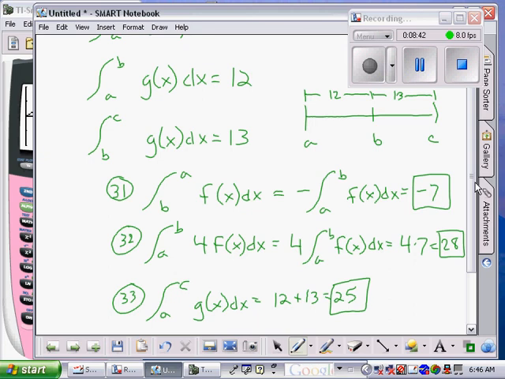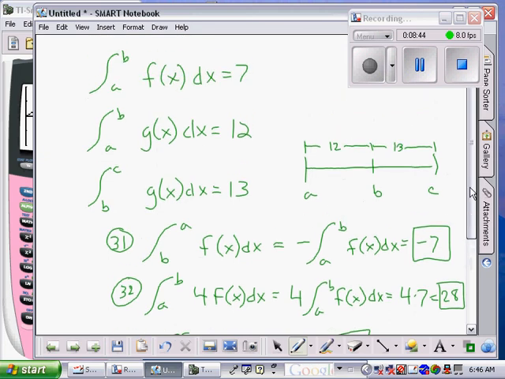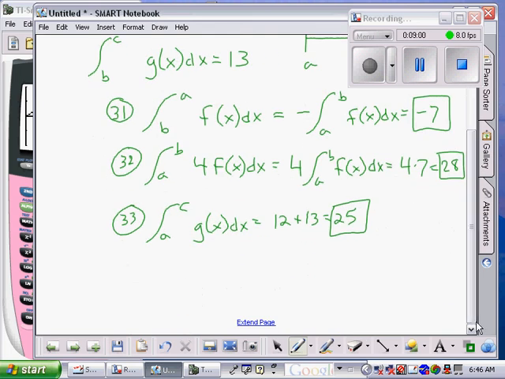Now, if they ask me to find, like on 34, they ask me to go from a to c on f of x up here, and this is the only information we're given about f of x. So I wouldn't be able to find number 34. They don't give me enough information. So you could put just cannot find. And that's the case on 34 and 35, because both of them ask you to find from a to c of f of x dx. And we don't know enough about it. We only know from a to b on f of x.